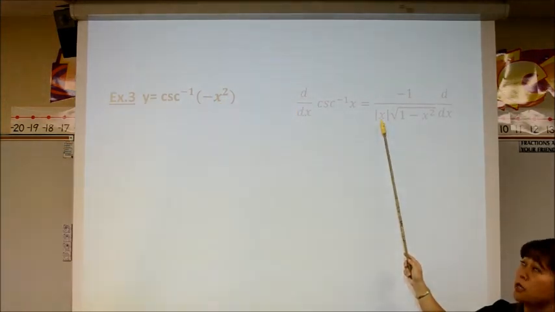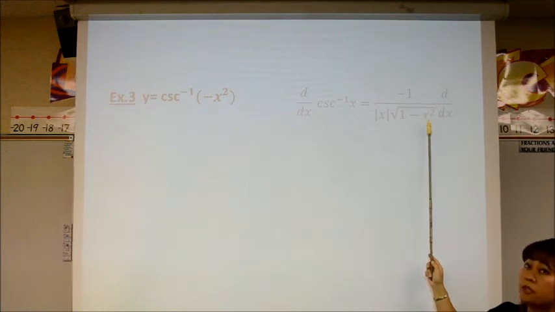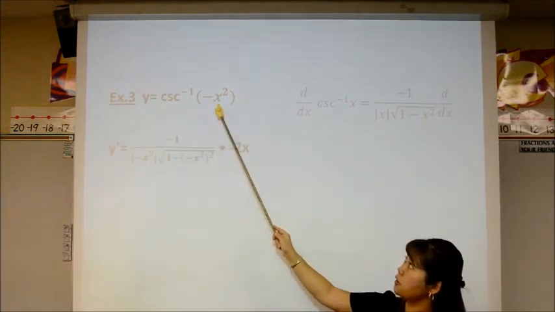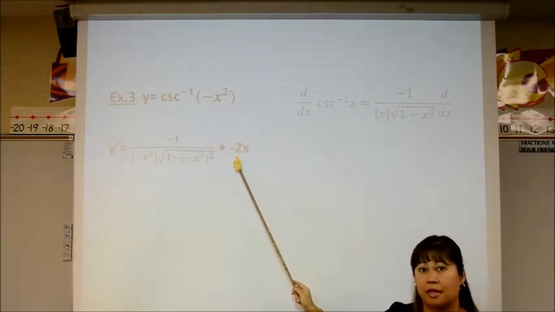Now there are 2 spots. We're going to put it inside the absolute value. We're also going to put it inside the square root as well. So we have something like this right here. Okay? And don't forget to take the derivative of that. That's where we got this -2x.